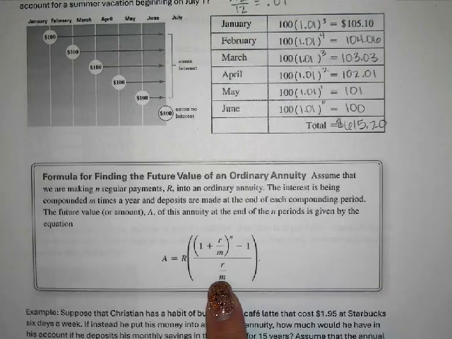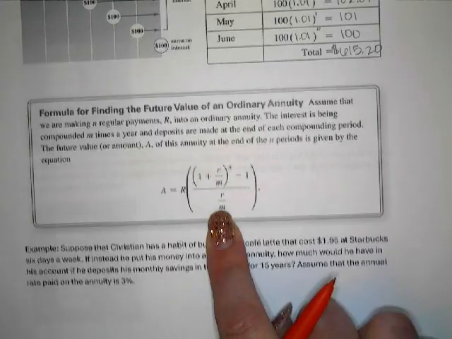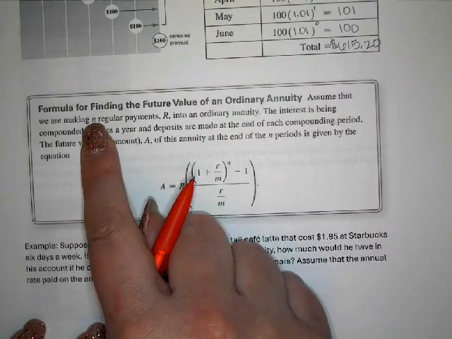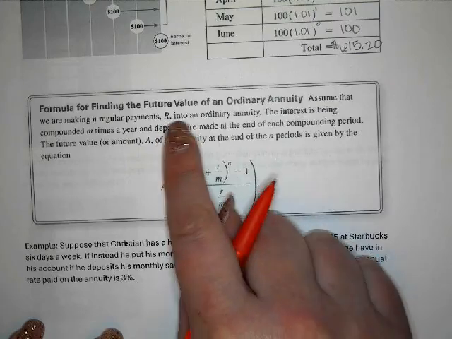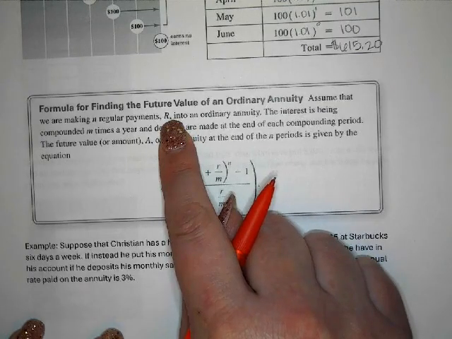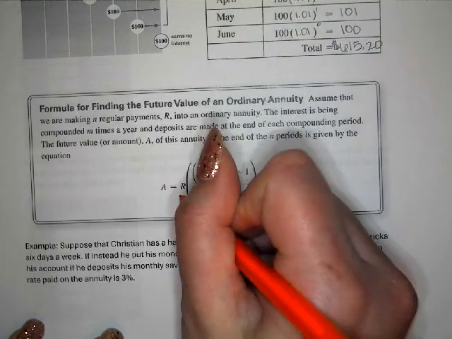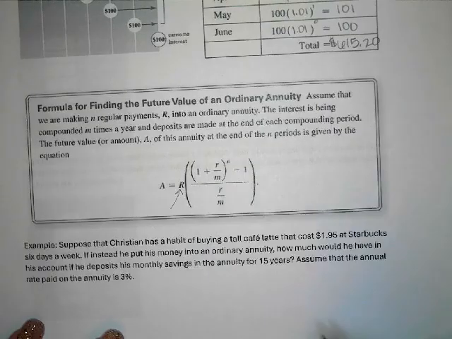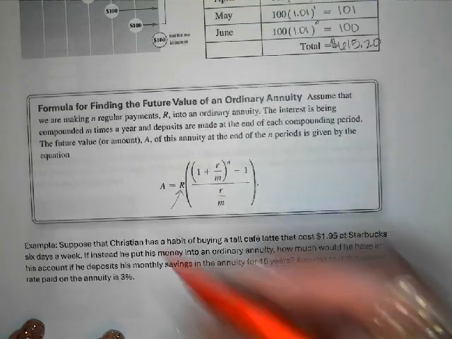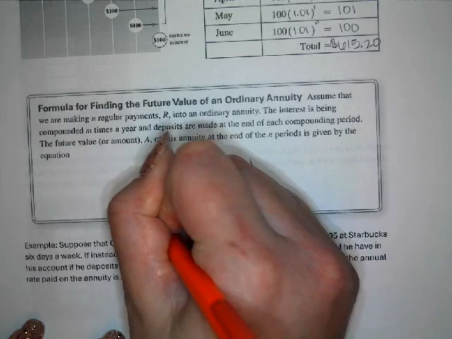All right. Here is a formula for working with an ordinary annuity. It says that assume that you are making N regular payments. R is the amount of the regular payment into the annuity. So this is different than the principal amount because usually we're talking about one amount that is put into an account and just sits there. Here we're talking about the size of the payments that we're making regularly. So these are payments.